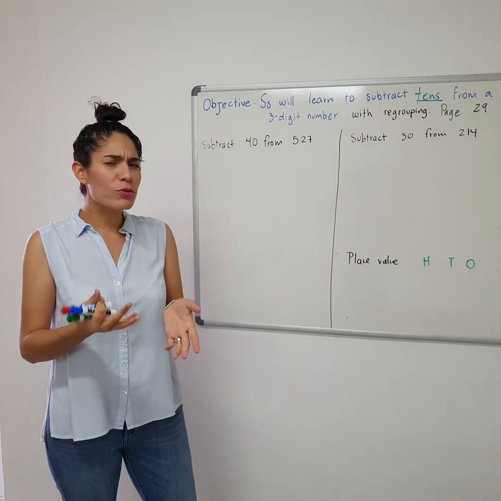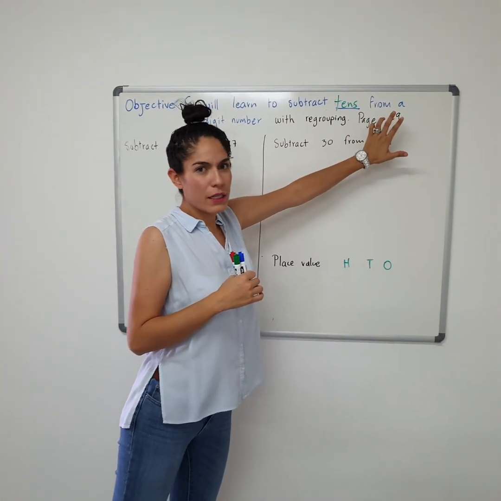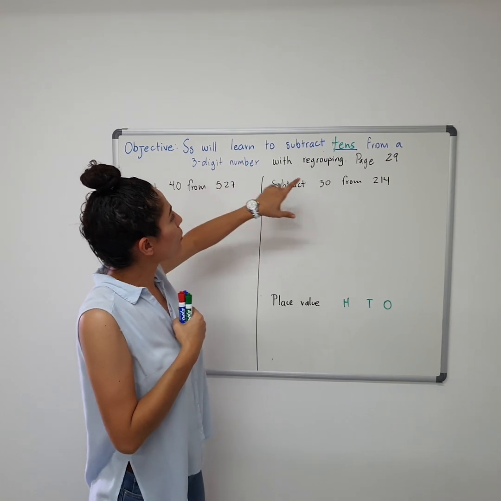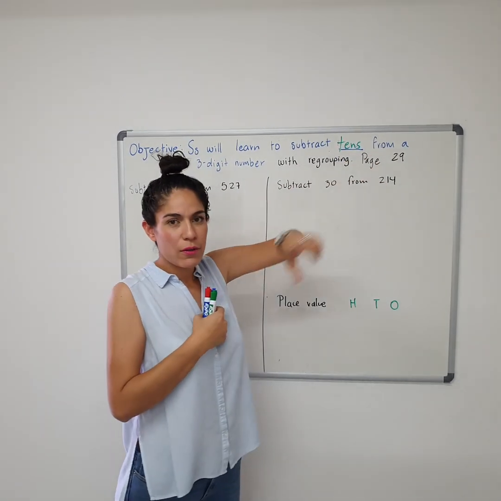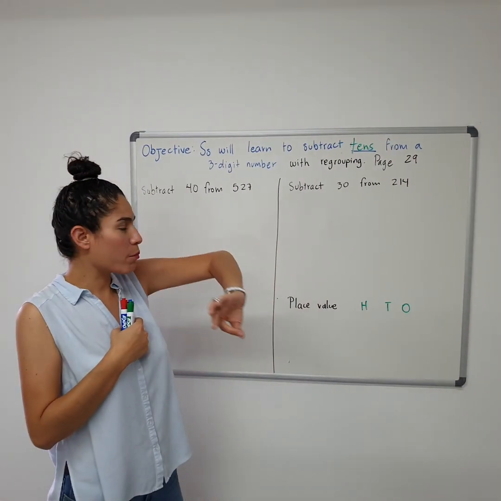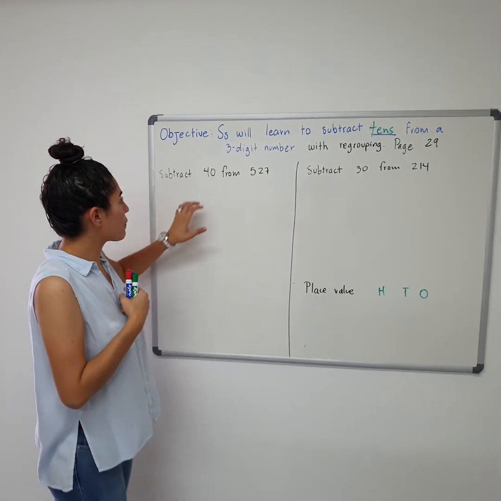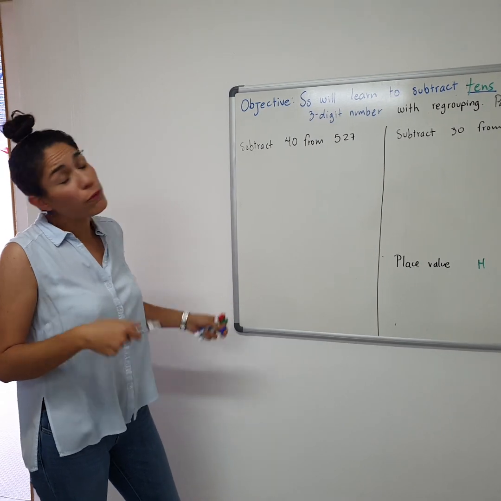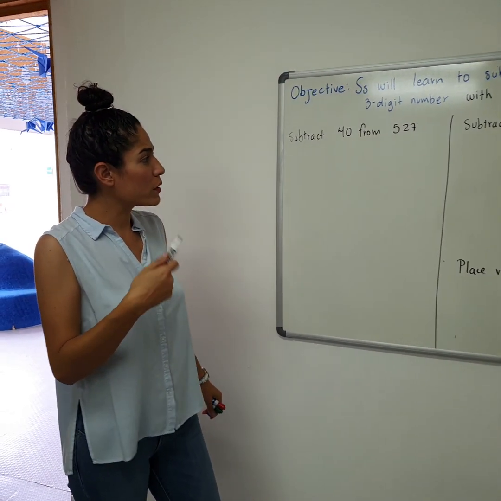We're going to check how to answer page 29. If you observe, the objective has changed. Now we're going to learn how to subtract tens from a 3-digit number, okay? We're going to start with the first example that the book is showing you. It says subtract 40 from 527.